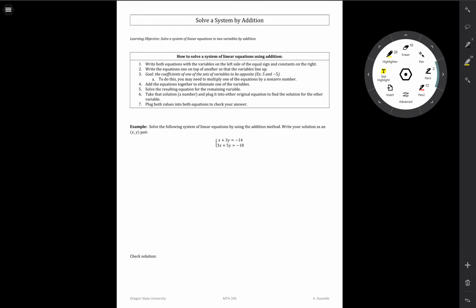Today we are focusing on how to solve a system of linear equations through a method that we call addition. So here's how we solve a system of linear equations using addition. We have these 7 steps that will help us through this process.